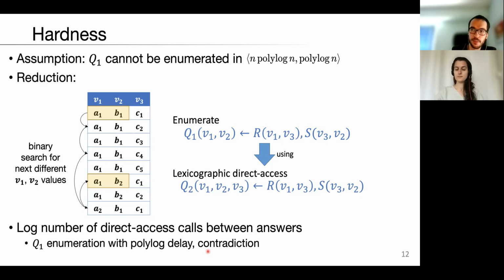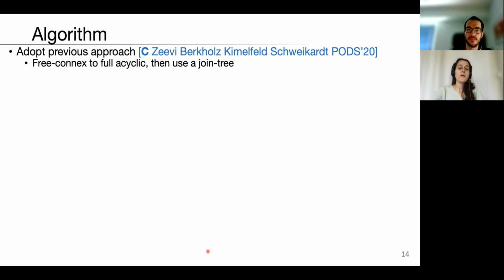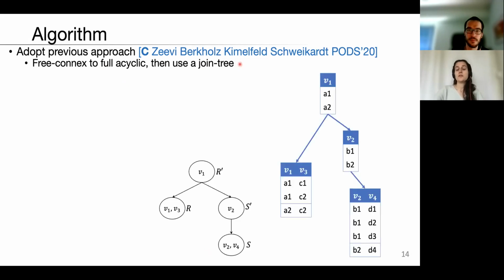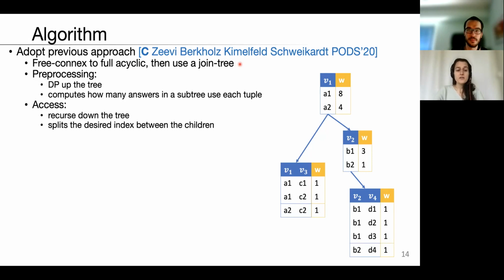I see. And what about the positive side? How does the algorithm work? For the positive side, we built upon a previous approach that was presented in PODS of last year. This approach says, given a free-connex query, we reduce it to a query where all of the variables are free and it has a join tree. And we use this join tree to give us some hierarchy between the input relations. We have a pre-processing phase that goes bottom up on the tree and performs some dynamic programming that computes some aggregates. And then the access routine uses these aggregates to recurse down the tree.